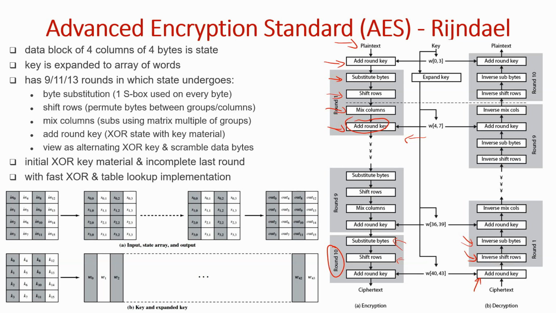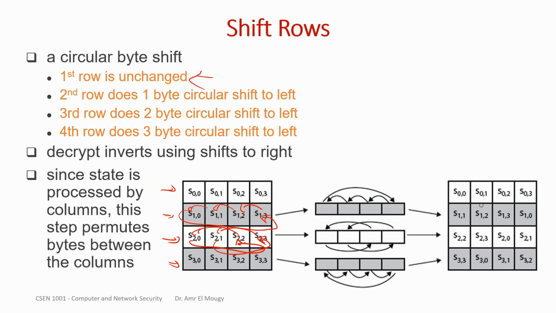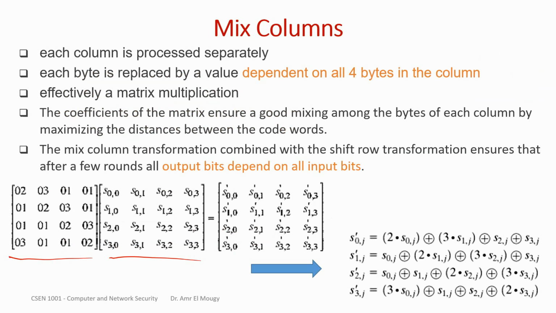That means you are doing substitution, permutation, then a combination of substitution and permutation, which is mixed columns, and then finally you add the round key. Okay. Now, mixed columns is a matrix multiplication. What is its intention? The objective of mixed columns is that the result of this matrix multiplication is that every byte will be dependent on all the other bytes in the column.